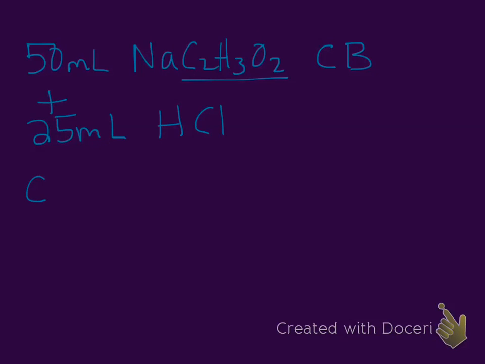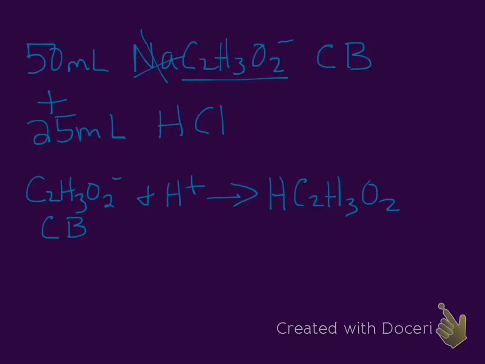So now we're going to come down here. I'm going to get rid of the Na because that's just a spectator ion. So we'll start with our conjugate base, and to that we're going to add a strong acid. The reaction is only going to go one way because it's a strong acid. It's going to be H.